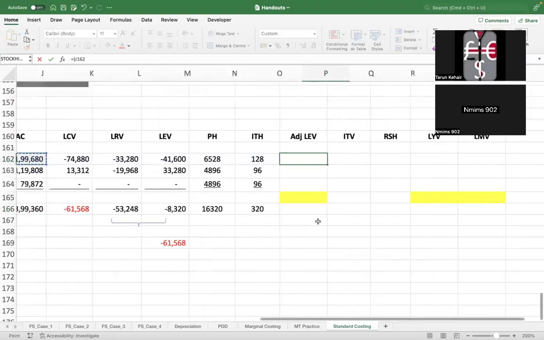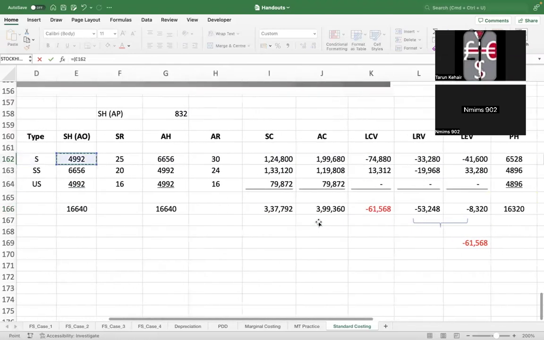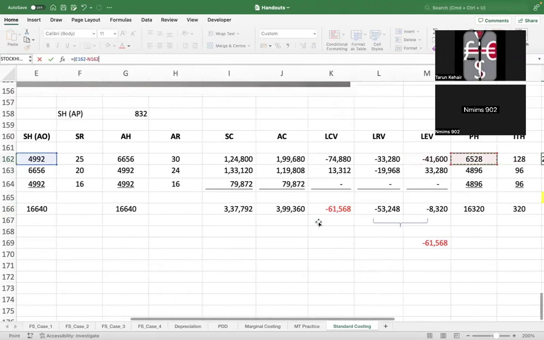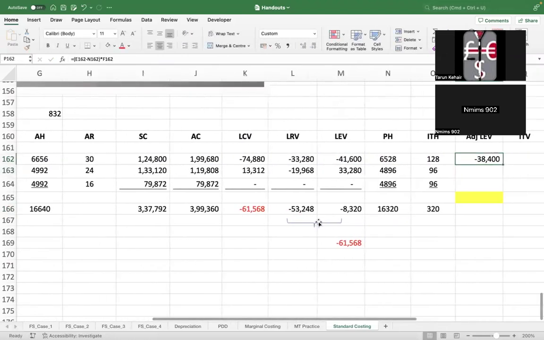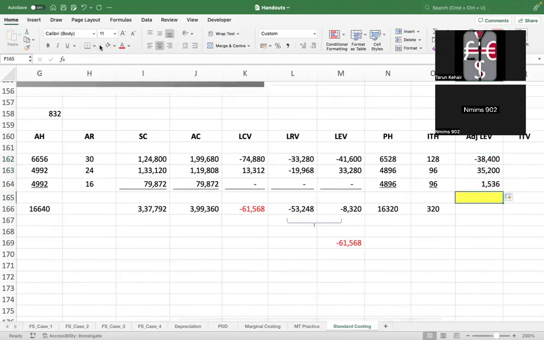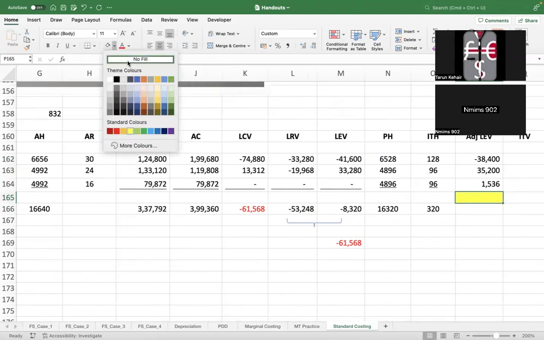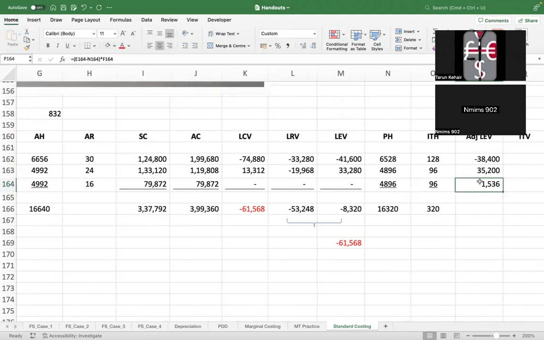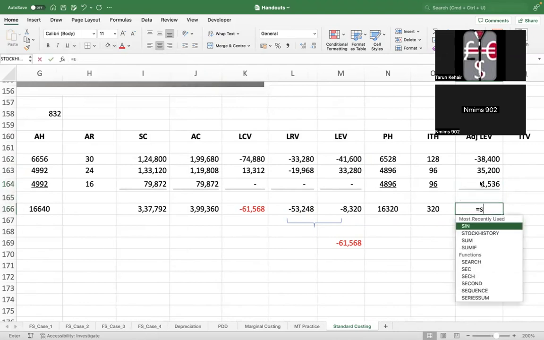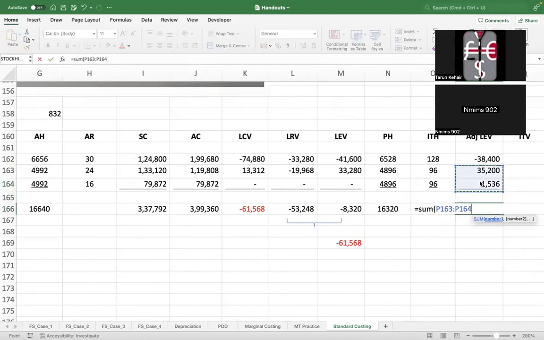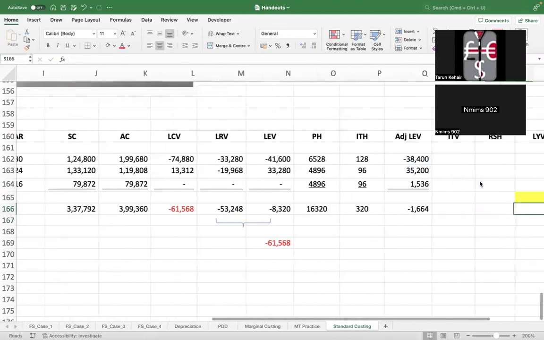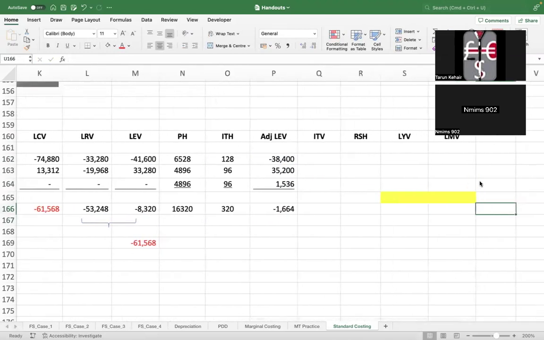So standard hours minus productive hours into standard rate. So let's see adjusted labor efficiency variance कितना आता है. अगर आप इन तीनों को ऐड करोगे, so you will get your adjusted labor efficiency variance, which is 1664 negative, which is just 20% of your efficiency variance.